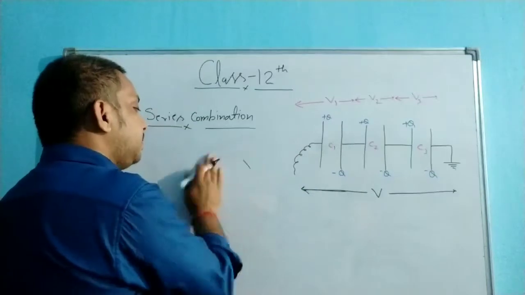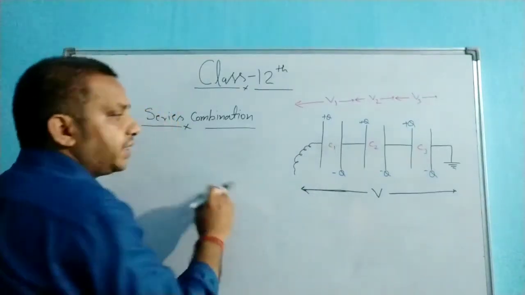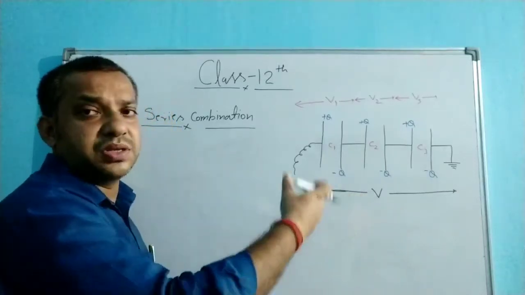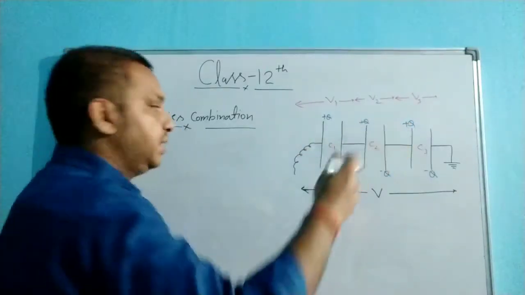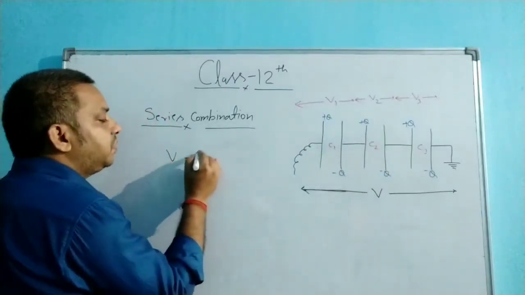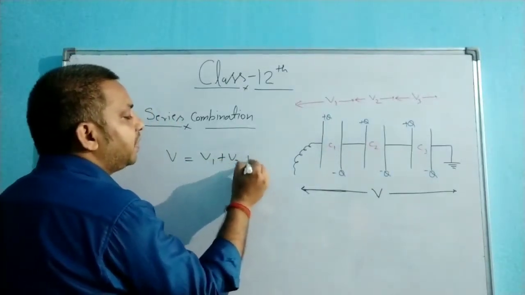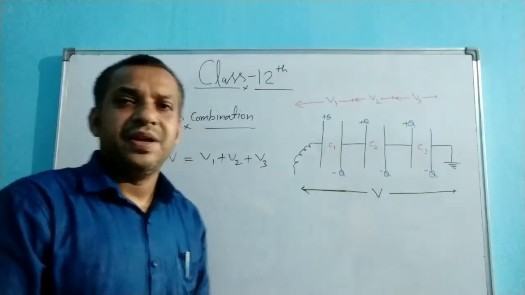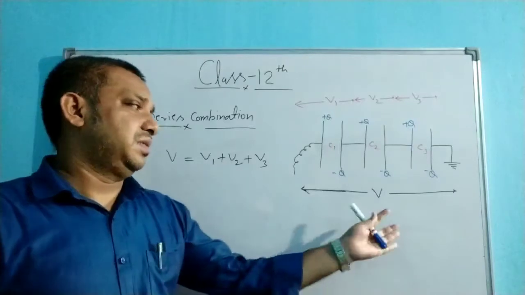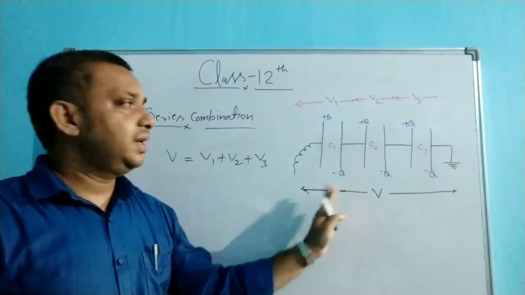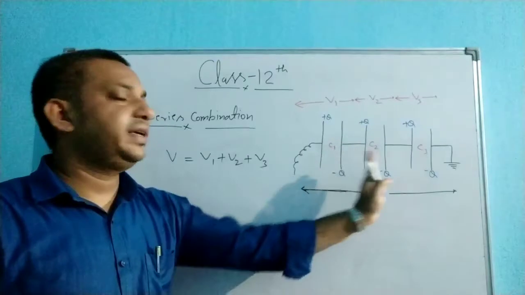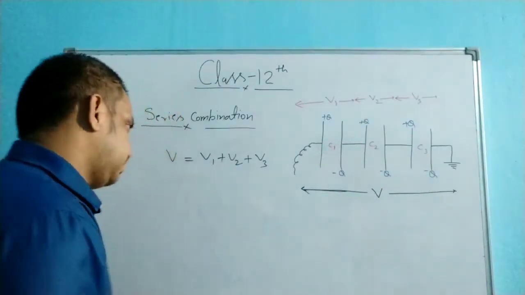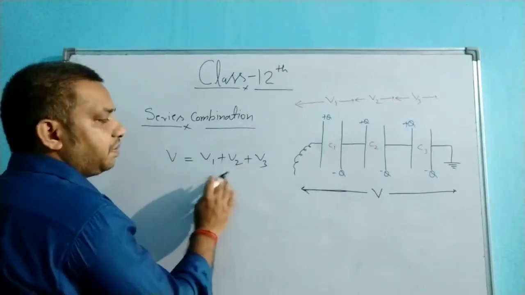Clear? In series combination, the potential is divided, because the total potential is equal to the potential drop across each circuit element. That means V is equal to V1 plus V2 plus V3. How is this result obtained? It is the simple law of conservation of energy. Whatever energy is supplied by the cell, the total energy is utilized by each circuit element. So V is equal to V1 plus V2 plus V3.